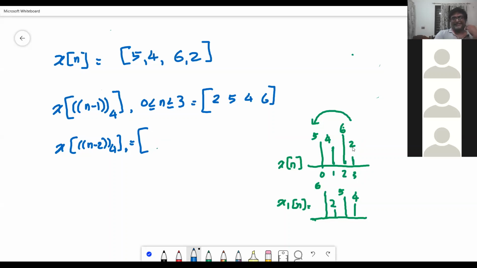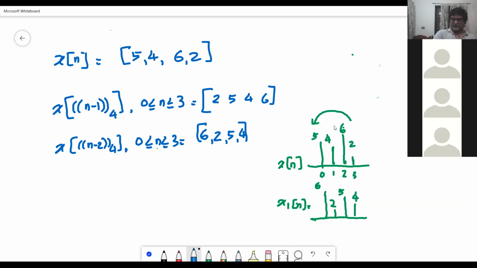No, it's not a finite duration sequence, it's a periodic sequence. The n limit was not given. I have not written that 0 less than or equal to n less than or equal to N minus 1. So if I write this as 0 less than or equal to n less than or equal to 3, it is equal to 6, 2, 5, 4. So this is my positive direction of rotation, 6, 2, 5, 4. I have moved in the positive direction, so it's rotated in the counterclockwise direction.